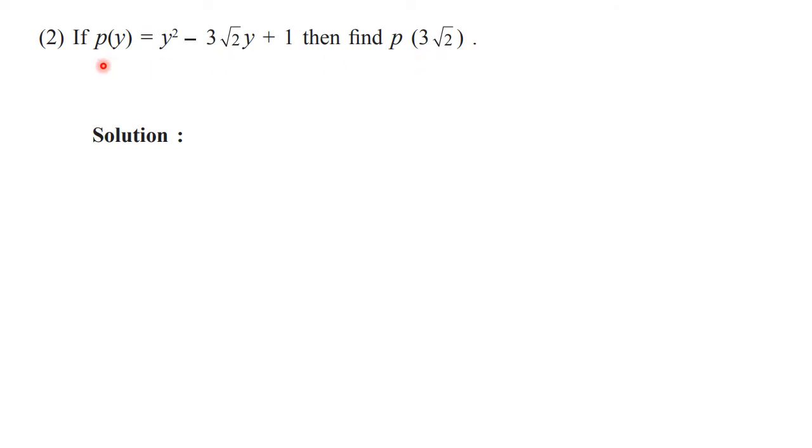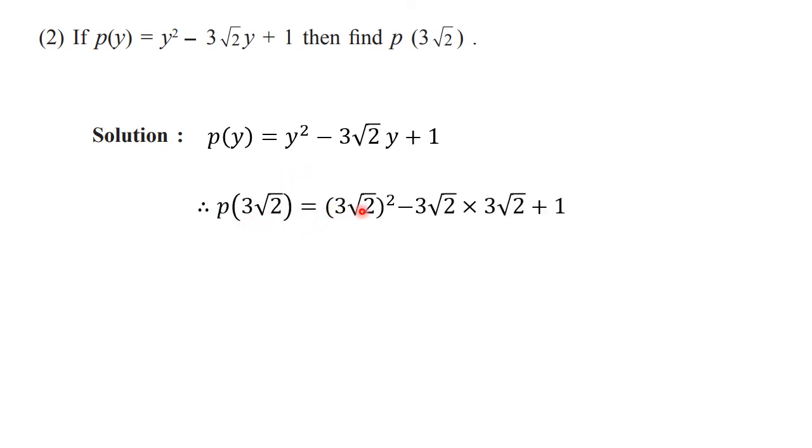So first of all, write down the given polynomial which is in y. The variable is y here. So what we can write down here is p of y is equal to y square minus 3 root 2y plus 1. Now in next step we have to find this. Okay, so in place of y everywhere we are going to write 3 root 2. So p of 3 root 2 is equal to 3 root 2 the square. Write in bracket. Here two numbers are there. So you need to write down them in bracket.